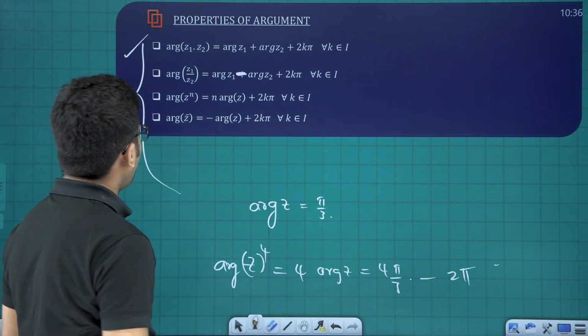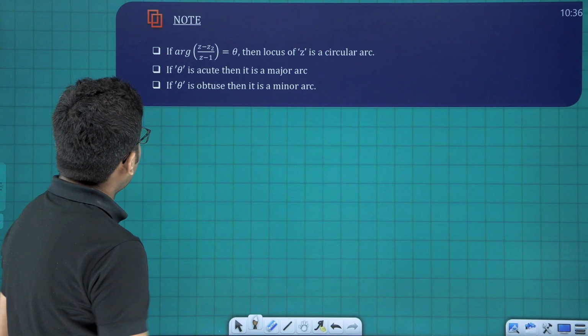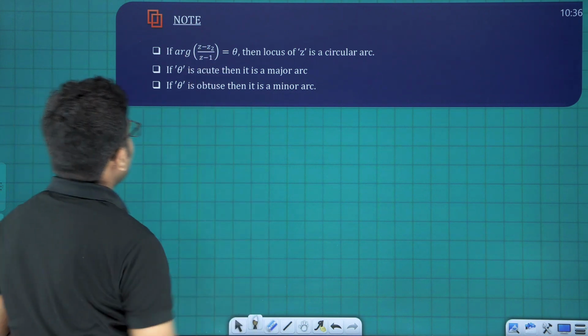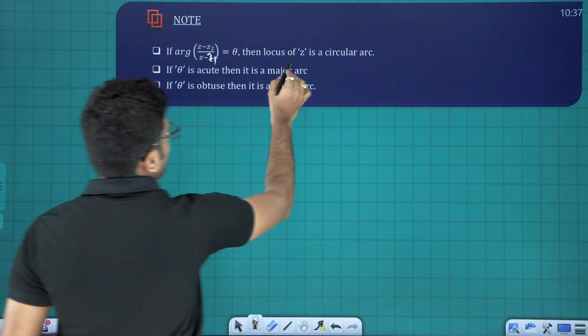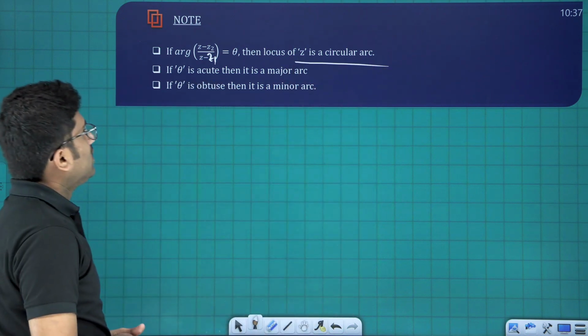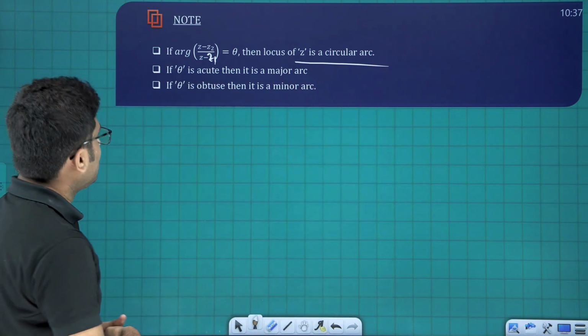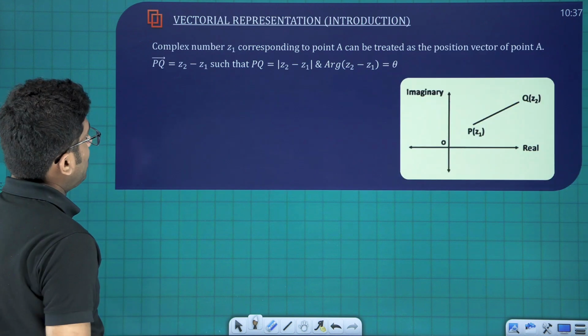All the properties of argument. Next, if argument of (z minus z2) divided by (z minus z1) is equal to theta, then locus of z is a circular arc. If theta is acute, then it is a major arc. If theta is obtuse, then it is a minor arc.